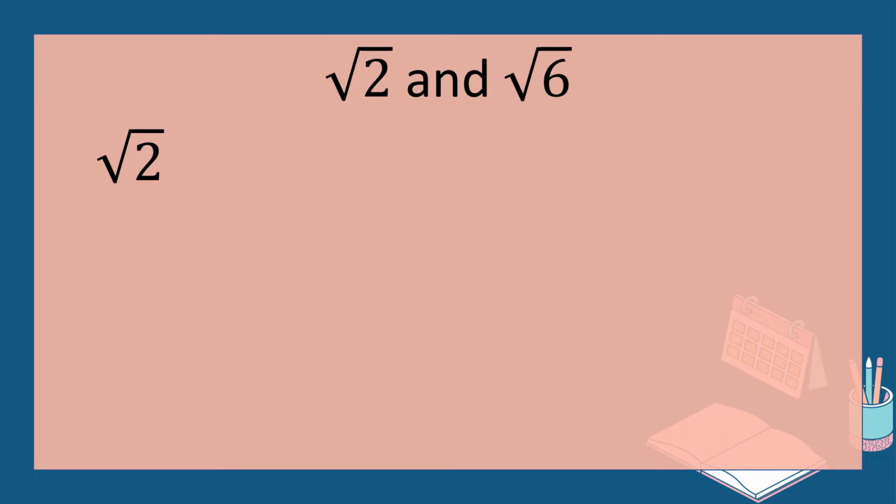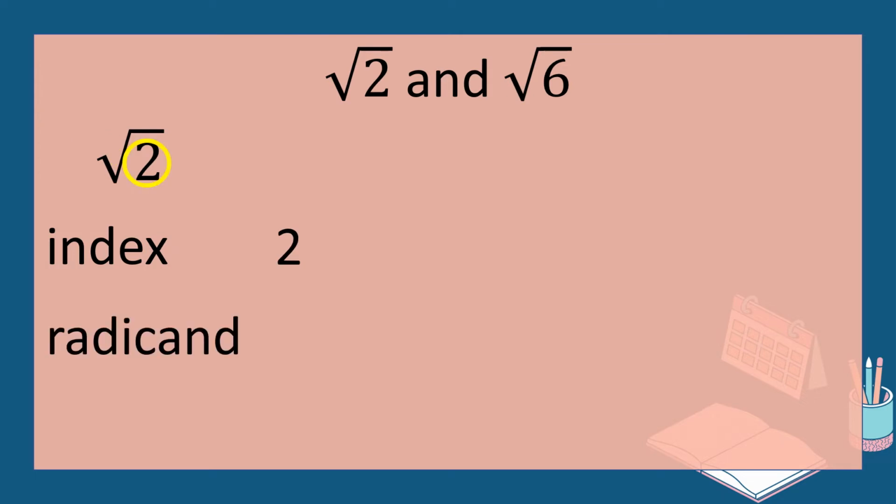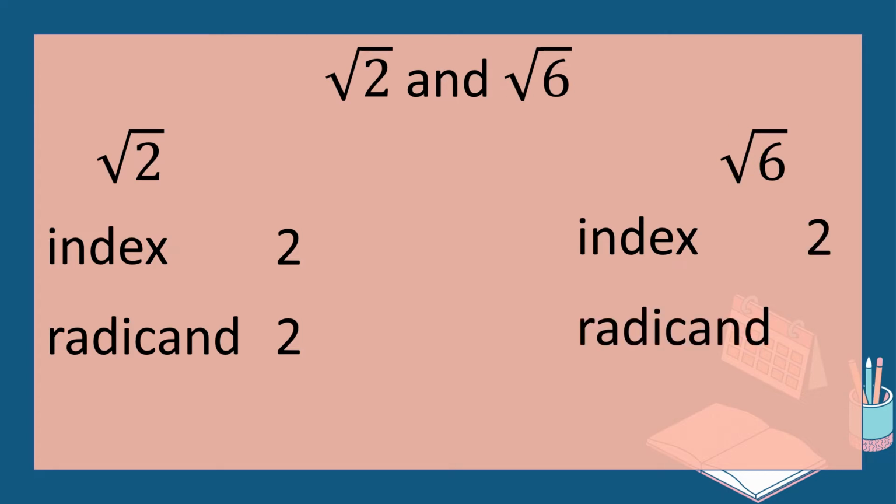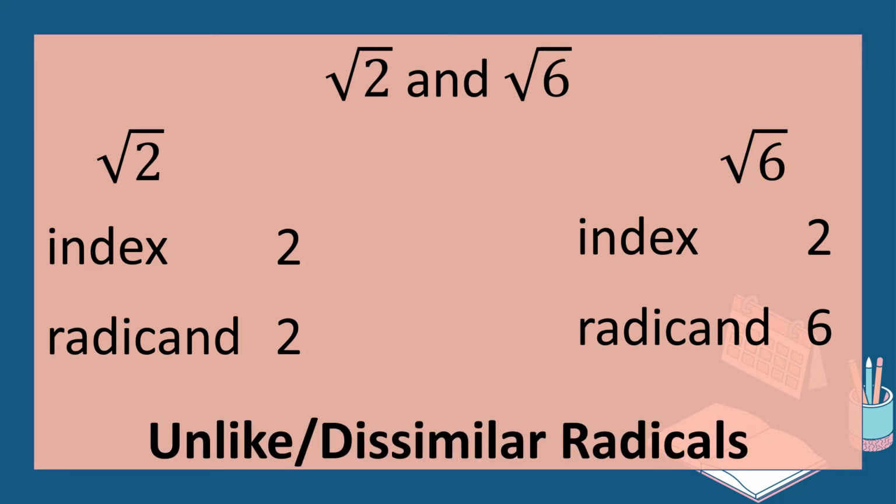For square root of 2, the index is equal to 2. The radicand is equal to 2. For square root of 6, the index is 2. The radicand is 6. The indices are the same, but the radicands are different. Therefore, the given radicals are unlike or dissimilar radicals.